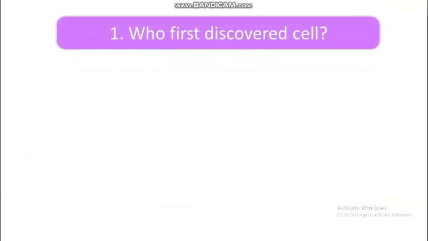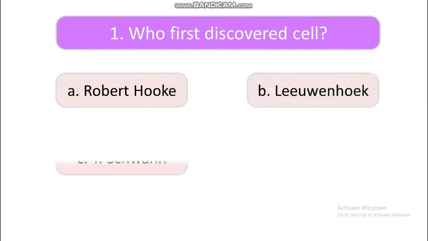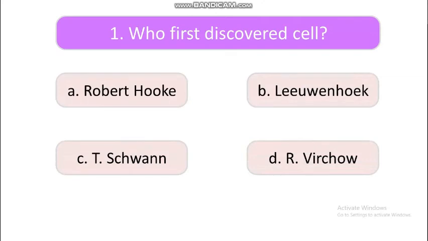First, starting with the first question. Who first discovered cell? Is it Robert Hooke, or Leeuwenhoek, or T. Schwann, or Warsaw? Your time starts now. 3, 2, 1, 0. Time's up. The correct answer is Robert Hooke.